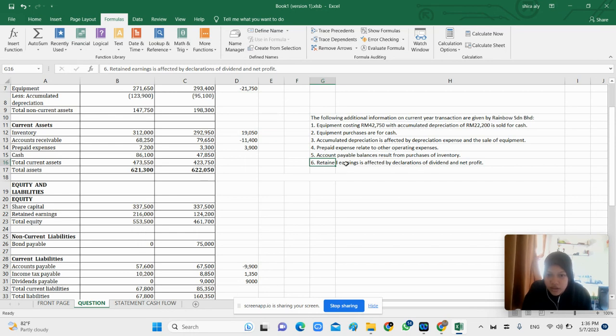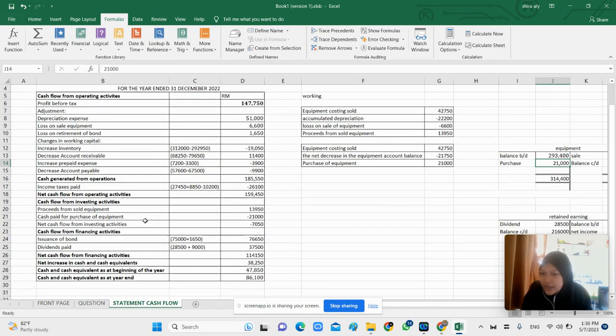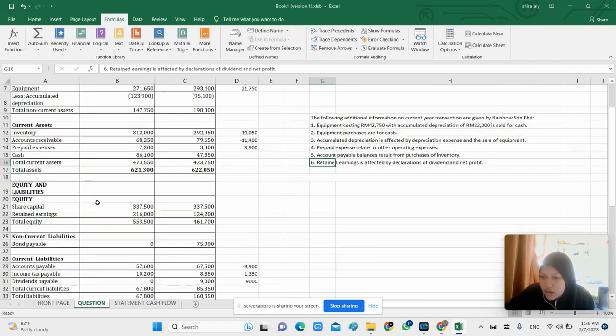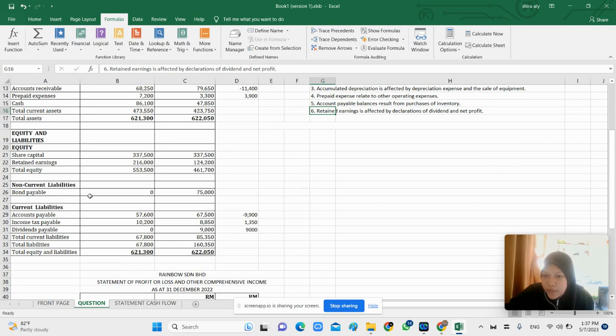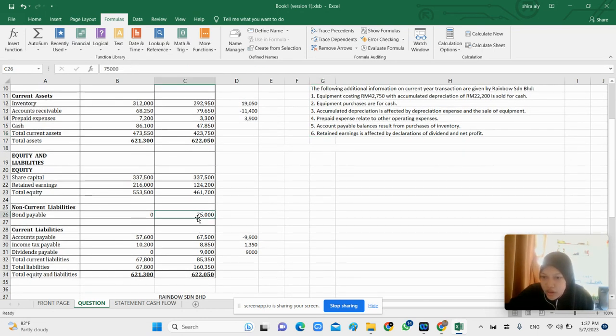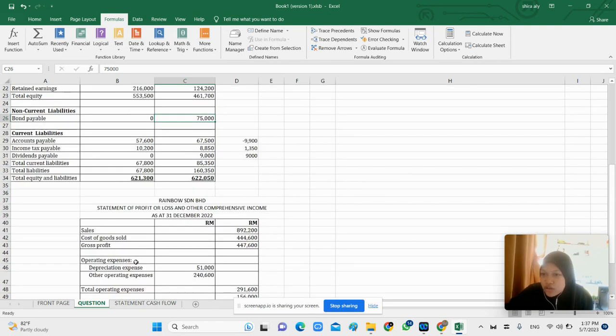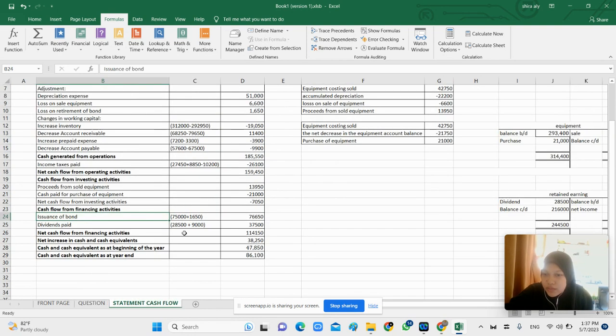After that, we will go to the retained earnings. We go to the financing activities, cash flow from financing activities. For this one, we find the issuance of bond, which we get from the current liability, bond payable, and loss on retirement of bonds. So we add up together and then get 76,050. So after that, we find the dividend paid.